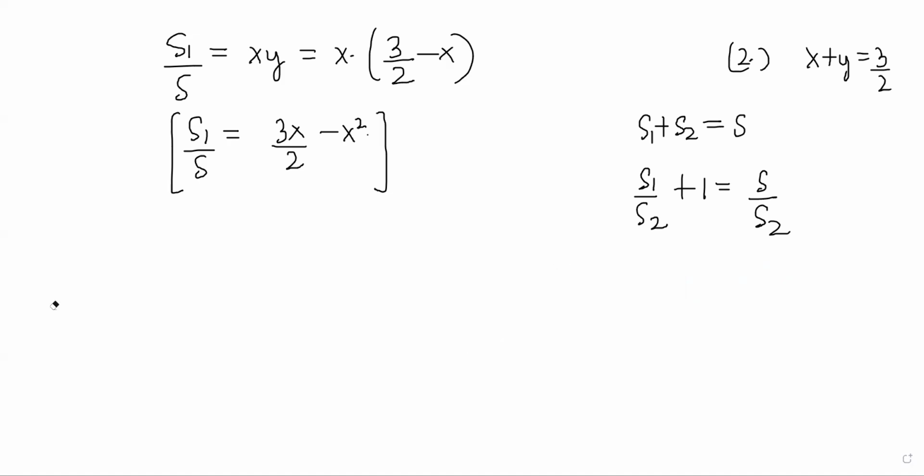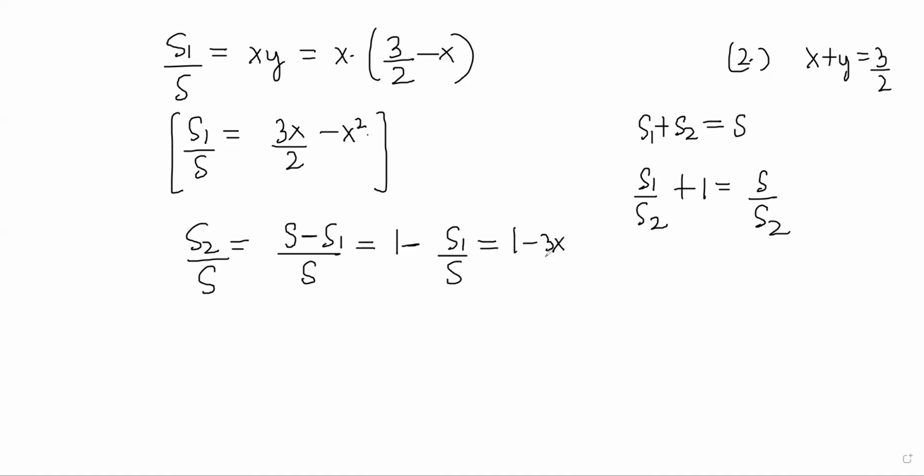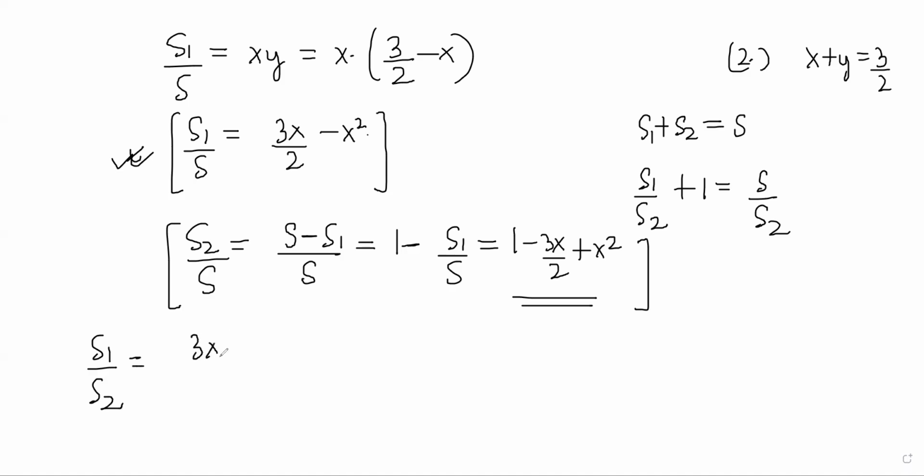What I mean is, if I find the ratio of S2 by S, right? S2 by S is going to be S minus S1 by S. So it is going to be 1 minus S1 by S. So that is going to be 1 minus 3x by 2 plus x squared, right? So S2 by S is this, S1 by S is this thing, and I want to find the ratio of S1 by S2. So I'm going to do it like this, 3x by 2 minus x squared divided by 1 minus 3x by 2 plus x squared.